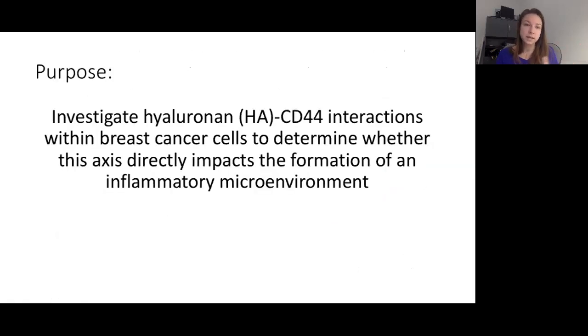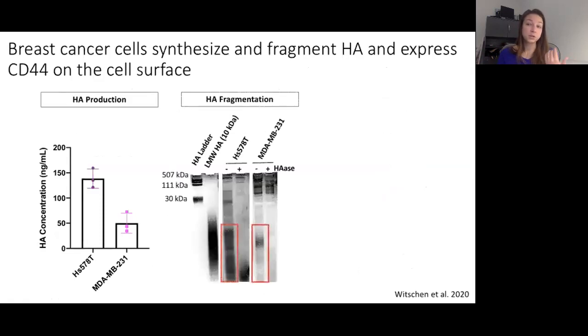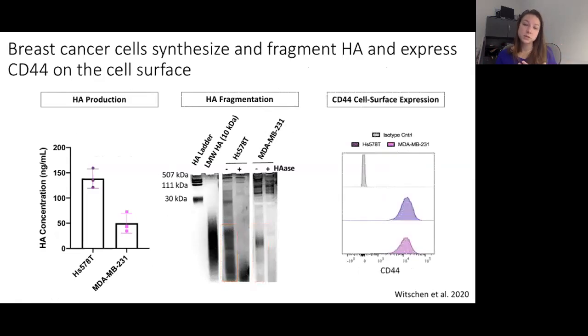So the purpose of the study was to investigate these HA-CD44 interactions within breast cancer to determine whether this axis directly impacts the formation of this chronic inflammatory environment. One of the first things that we showed was that these breast cancer cells are able to synthesize HA. They can also fragment HA into these low molecular weight fragments, and they also express CD44 on their cell surface, as illustrated by this flow plot.